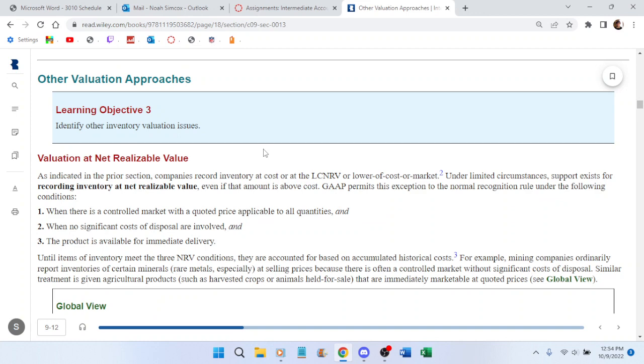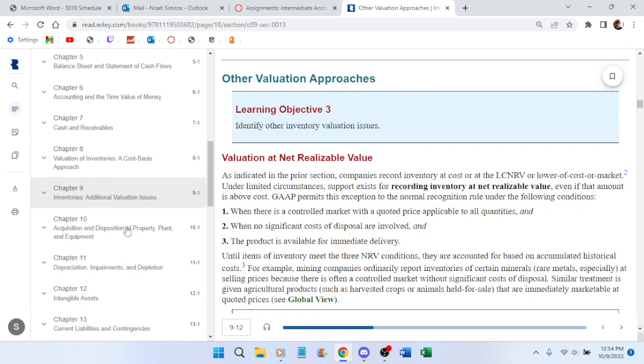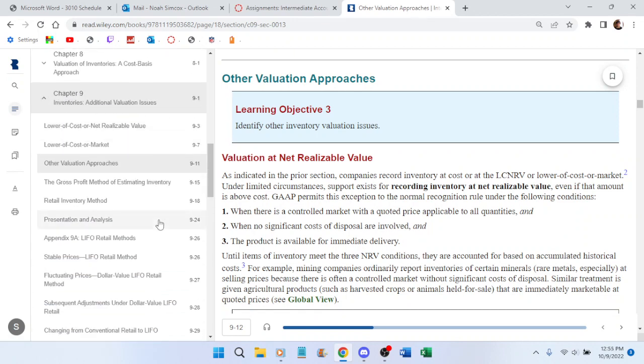Other issues. Really, so there's other issues, and yet there's still 3 more learning objectives? What on earth is there going to be in the last 3 learning objectives? What are the last 3 learning objectives anyways? Other valuation approaches, the gross profit method of estimating inventory, retail inventory method, presentation and analysis. Epic. Those are fun.